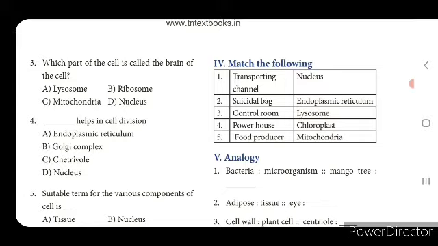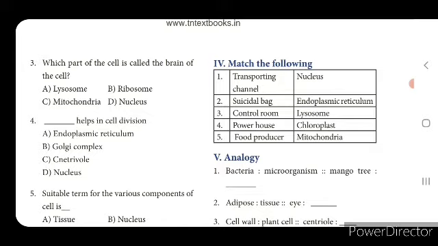Transporting channel, endoplasmic reticulum. Suicidal bag, lysosome. Control room, nucleus. Powerhouse, mitochondria. Food producer, chloroplast. Okay, children? Transporting channel, endoplasmic reticulum, suicidal bag, lysosome, control room, nucleus, powerhouse, mitochondria, food producer, chloroplast.